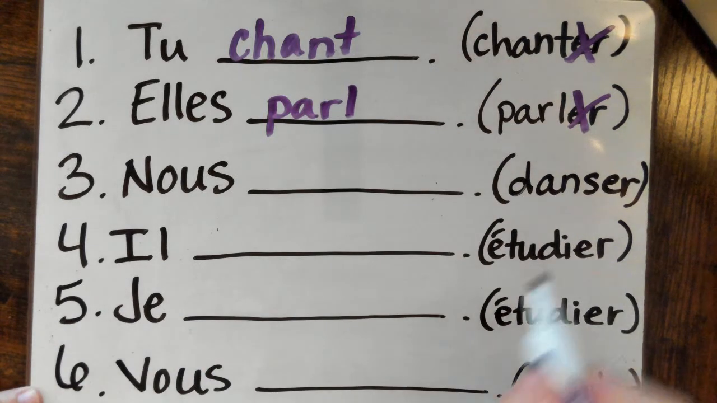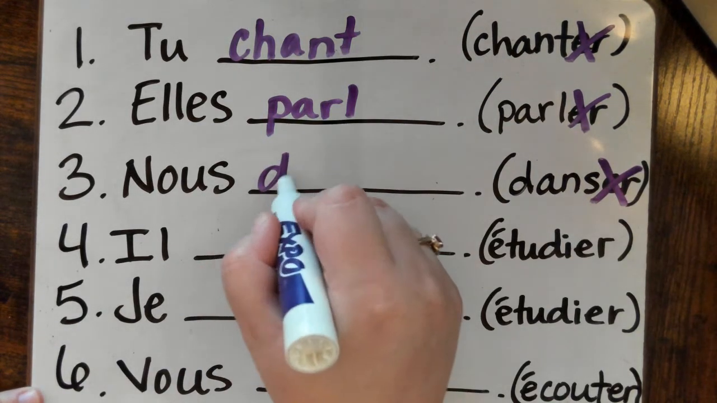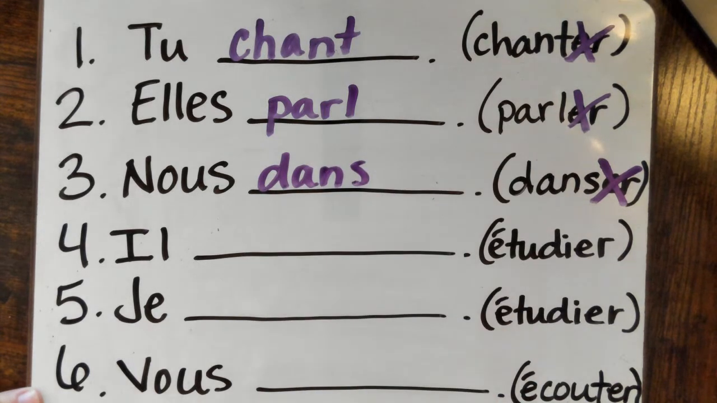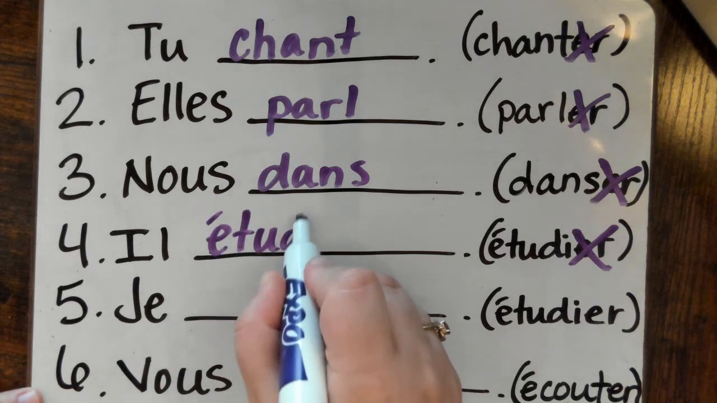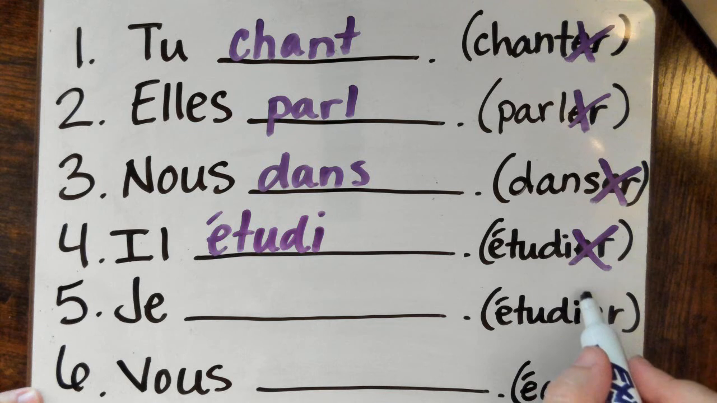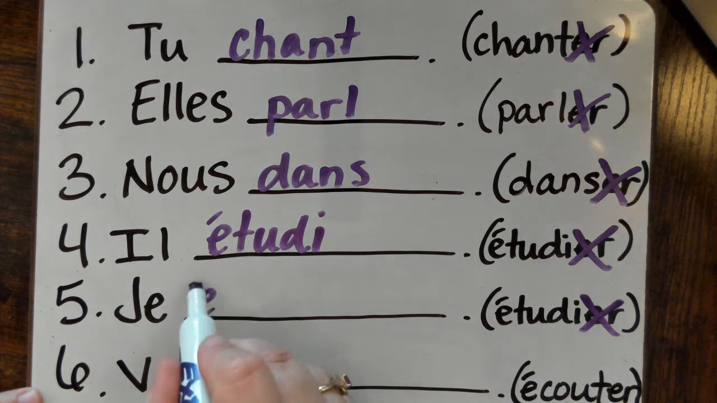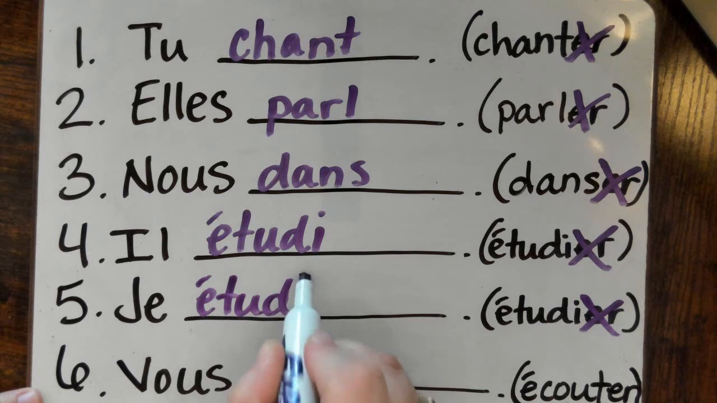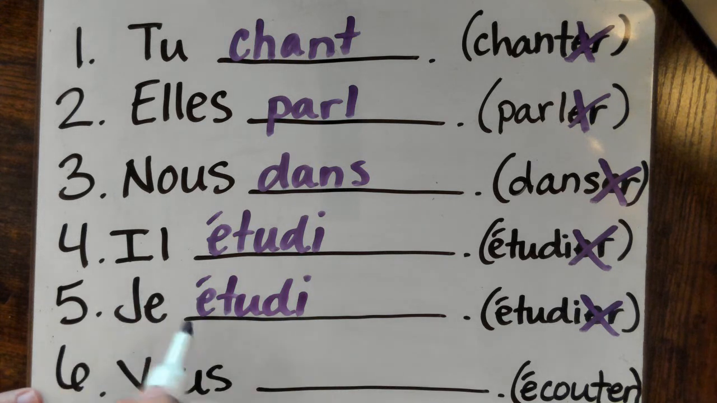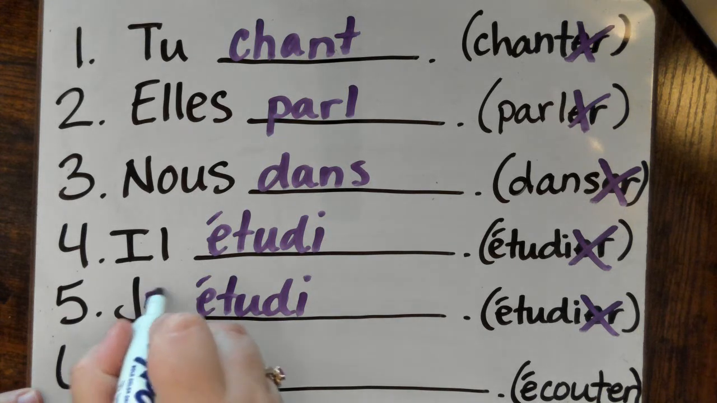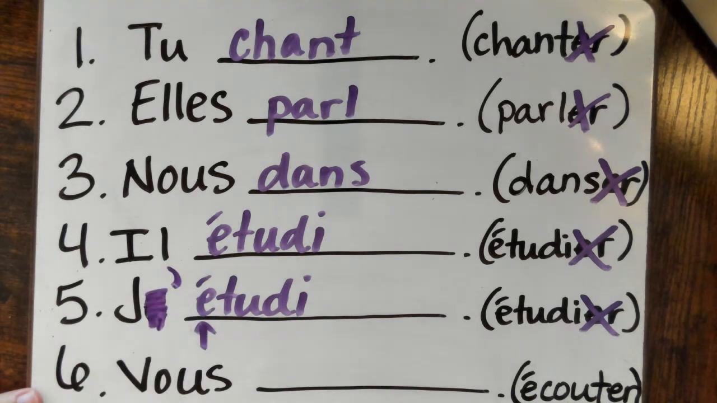P-A-R-L. Stem for this one, D-A-N-S. Stem, E-T-U-D-I. Stem, E-T-U-D-I. And actually, this one's an exception. I didn't think of this before I wrote it. This one, since the subject or the verb starts with a vowel, we have to actually make this J apostrophe. So when your verb starts with a vowel, je always becomes J apostrophe.